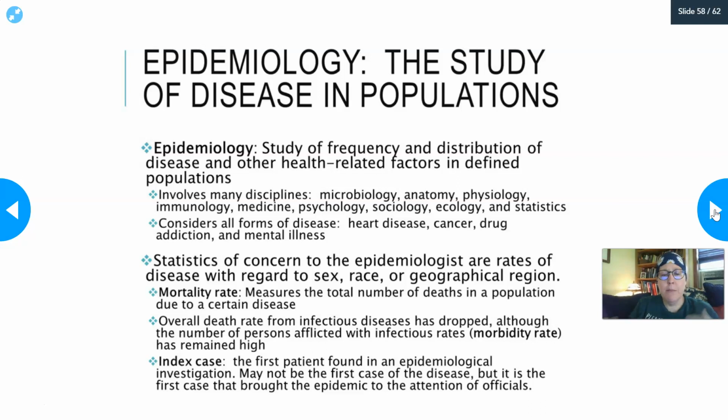The mortality rate measures the total number of deaths in a population due to a certain disease. The overall death rate from infectious disease has dropped, although the number of persons afflicted with infectious diseases has remained high. That is the morbidity rate. So morbidity is how many people are sick or have the disease. Mortality is how many people die of the disease. The index case is usually the first patient found in an epidemiological investigation. It may not be the first case of the disease, but it's the first one that's been brought to the attention of the officials.